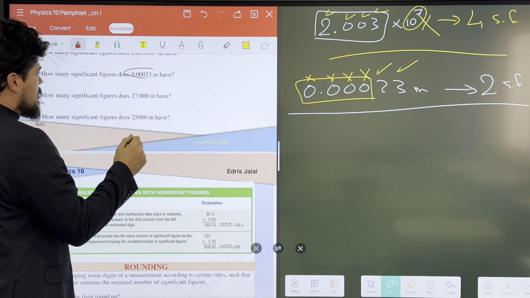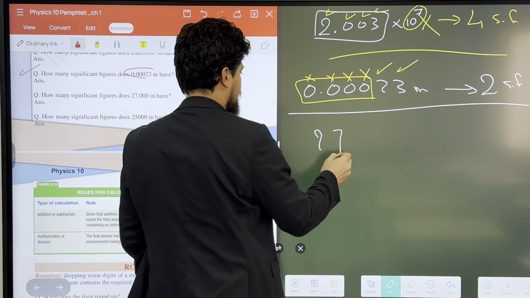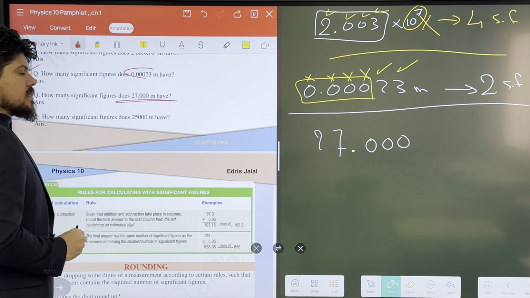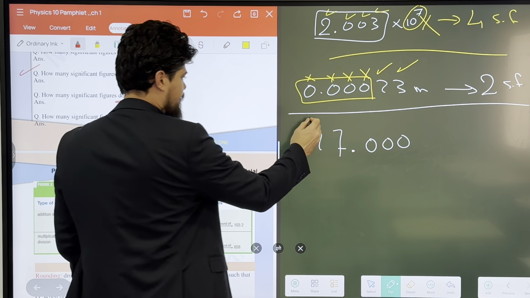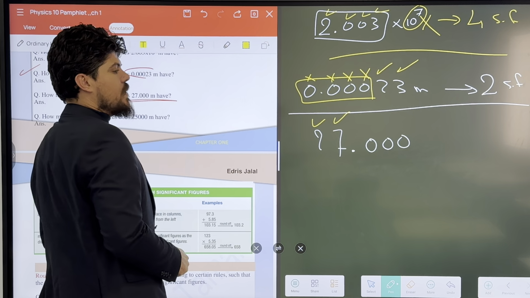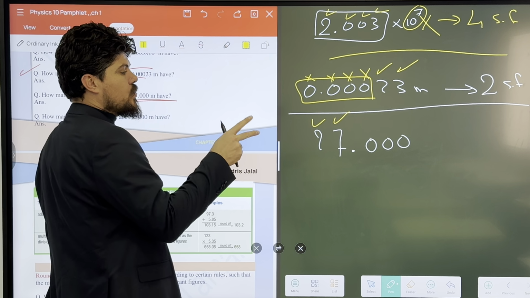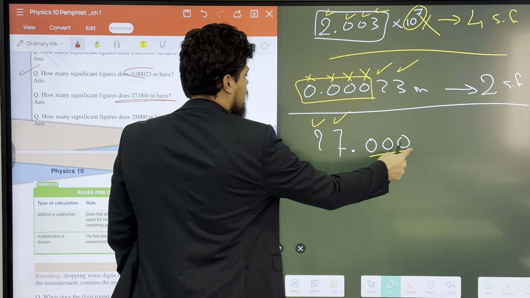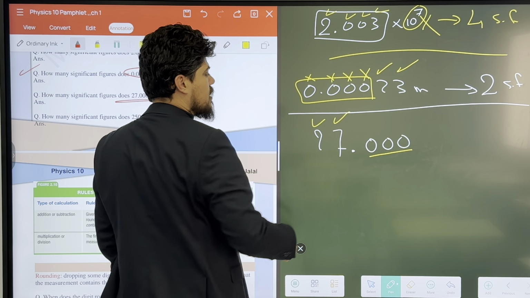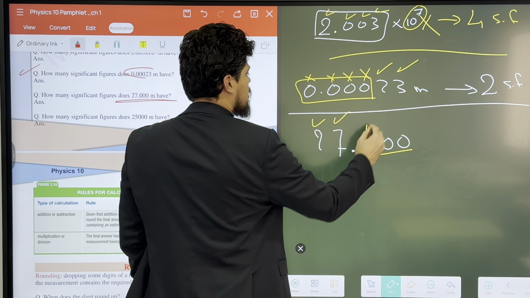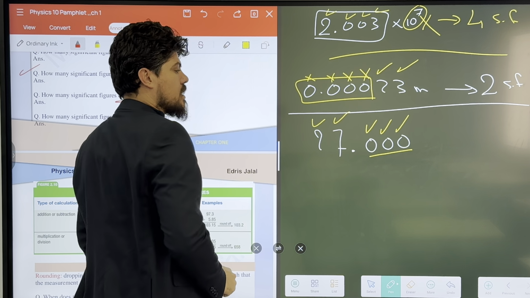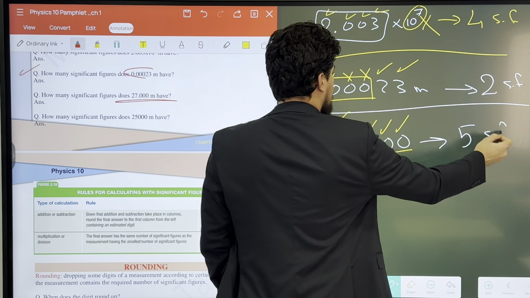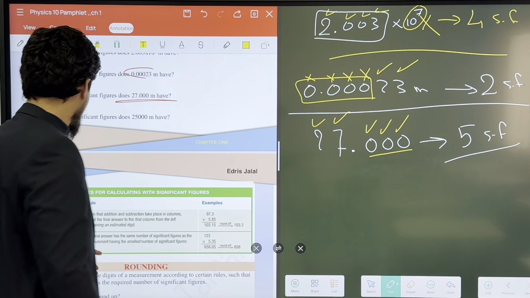This example, 27.000. Look at this example, guys. How many non-zero digits do we have? 2. How many zeros do we have? 3. Are these 3 zeros between the numbers? No. Leading zeros? No. These 3 zeros are located behind the numbers and with the decimal? Yes. So they are considered significant figures. How many significant figures do we have? 5 significant figures. Okay?